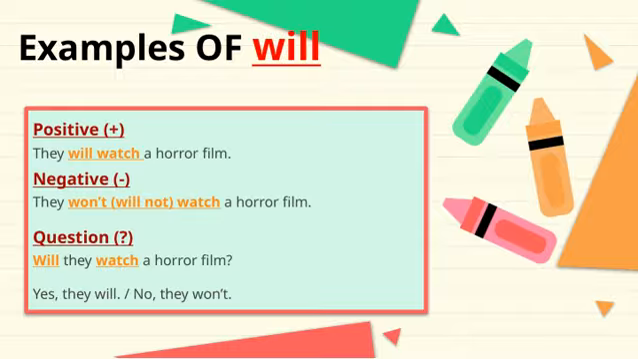This form is used to ask about future possibilities or plans. And the answer to such questions can be, yes, they will, if we believe they will do it, or no, they won't, if we think they won't. These examples are fundamental because they help us understand how to form positive, negative, and question sentences with will, which is essential for talking about future actions confidently. This connects to our overall theme of mastering future tense and making clear, correct predictions or plans in English.